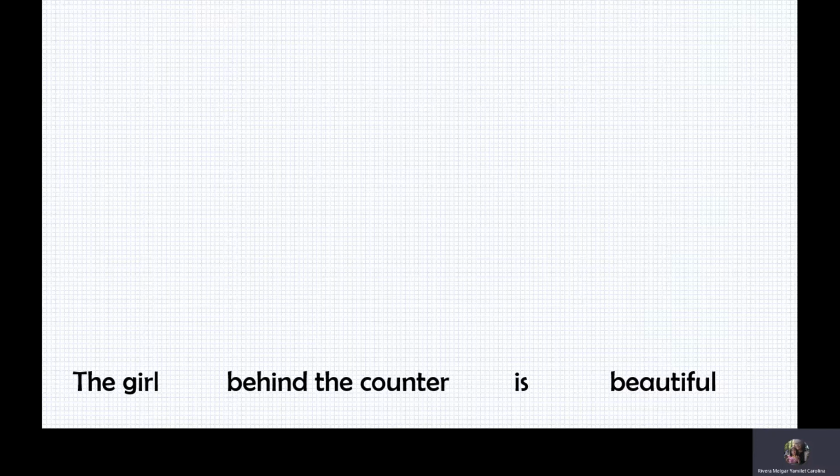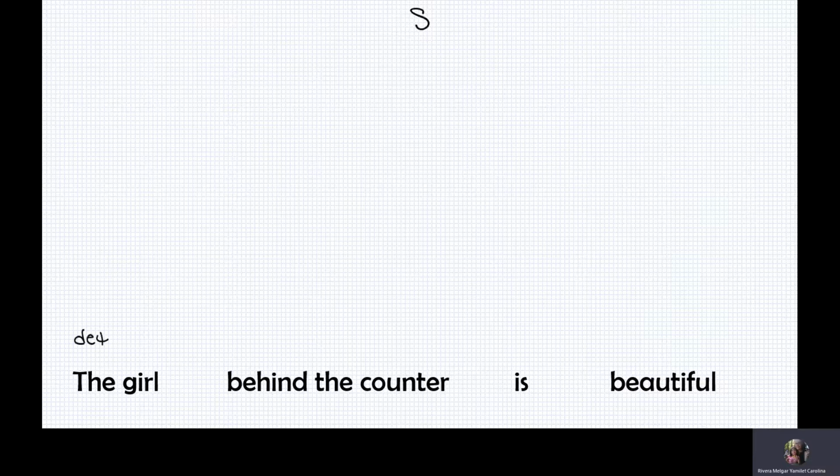sentence: the girl behind the counter is beautiful. Is, remember, is the main verb, which means that the girl behind the counter is the predicate. Now, I'm sorry, the subject. Now we're going to do this a little bit differently. We're going to start at the bottom and work towards the top. The first thing that you're going to do is label each word. What is the function of each word in the sentence?